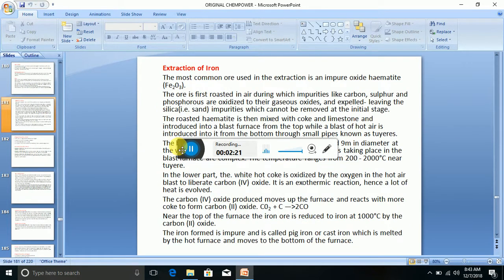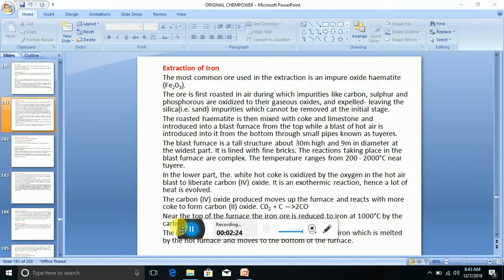Now let's look at the extraction of iron. The most common ore used in the extraction is an impure oxide, hematite. The ore is first roasted in air, during which impurities like carbon, sulfur, and phosphorus are oxidized to other gaseous oxides.